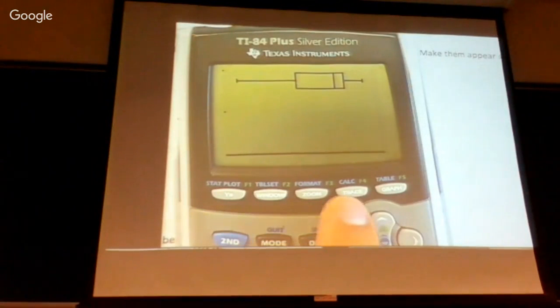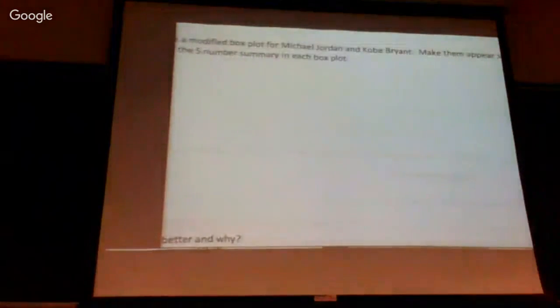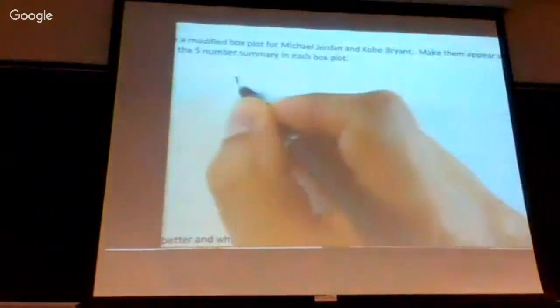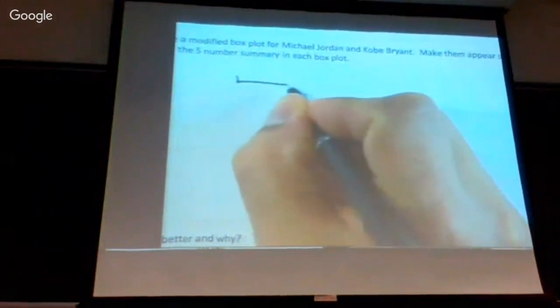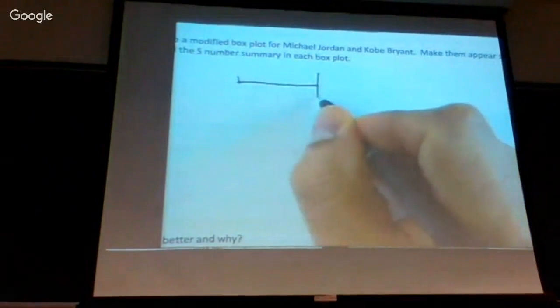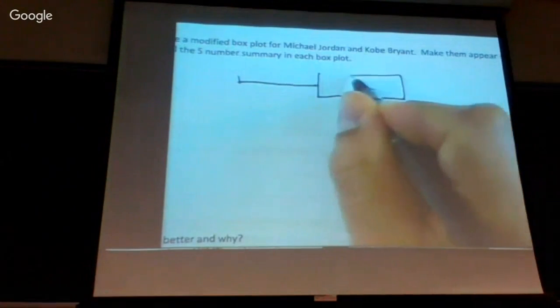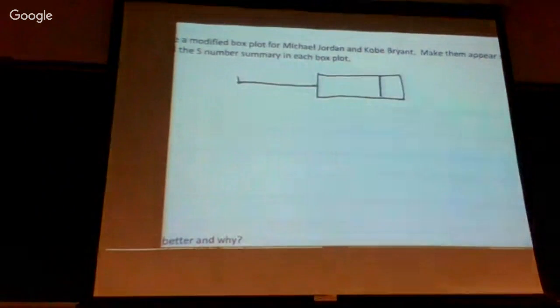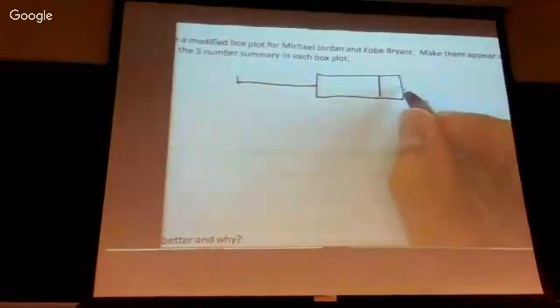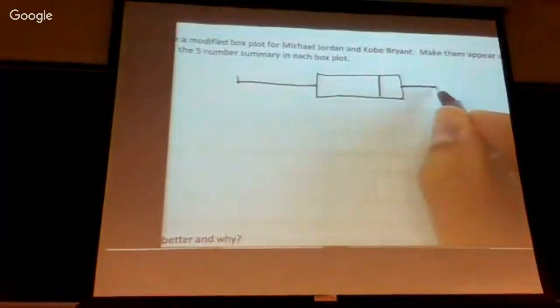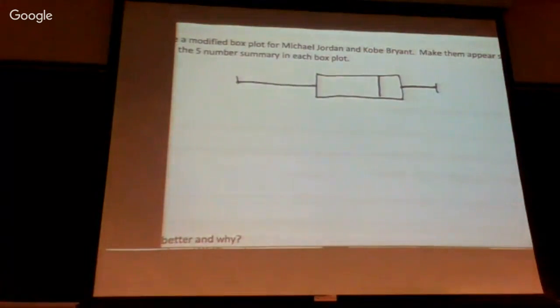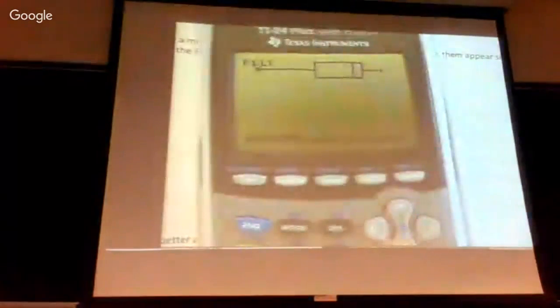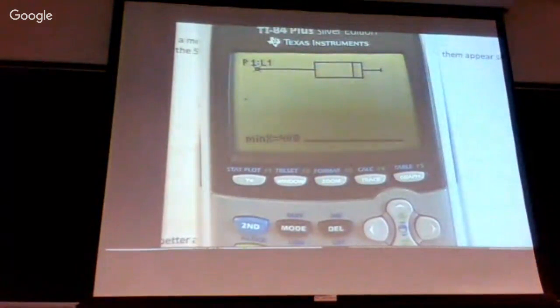Push trace, and on your paper, draw what you see. So I see a little vertical line, a longer horizontal line that goes to a rectangular box. In that rectangular box is another vertical line towards the end of that box. Then we have a shorter horizontal line that extends from the right side of the rectangle. That ends. Okay? When you hit trace, you'll notice that it then tells you what each part of that is.